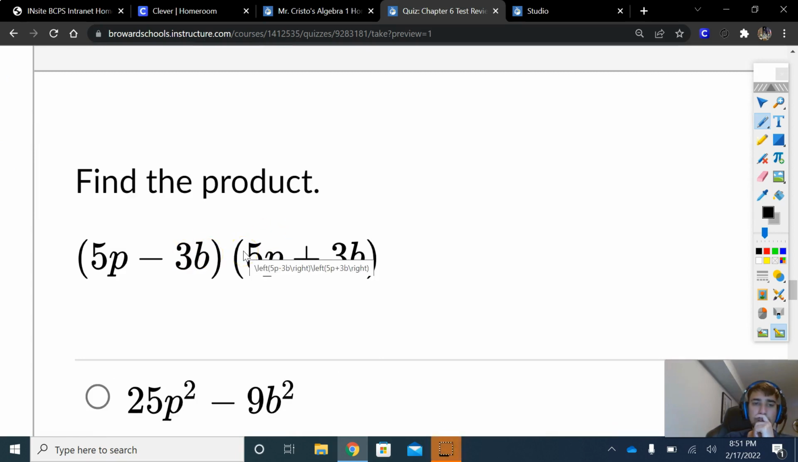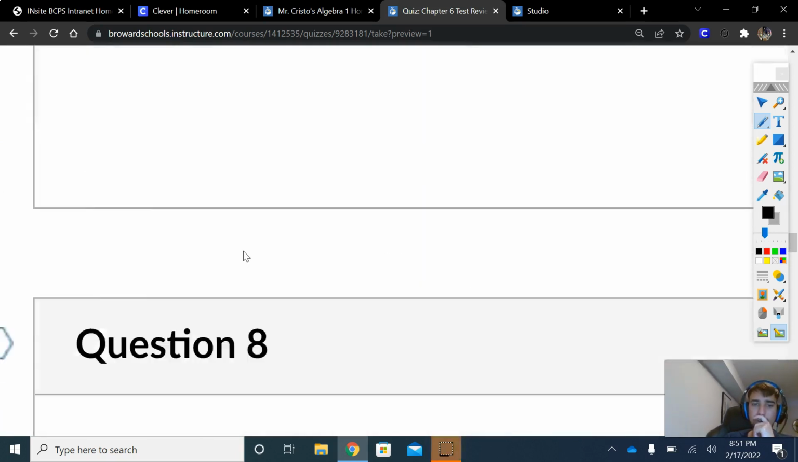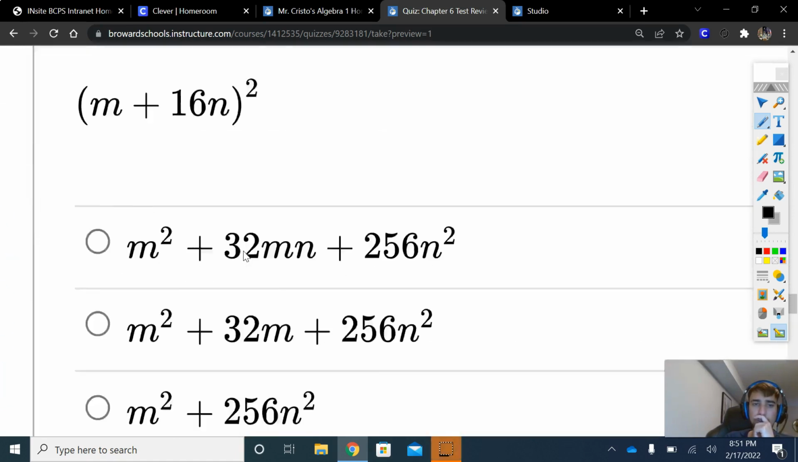More foiling. The work is here. Look in the work, okay? It's more foiling. Tired of doing all these foiling questions.